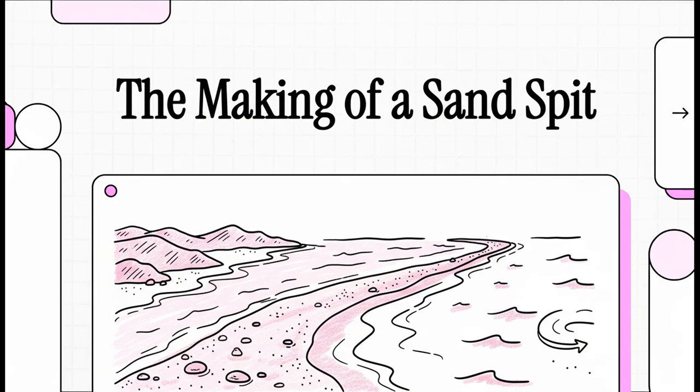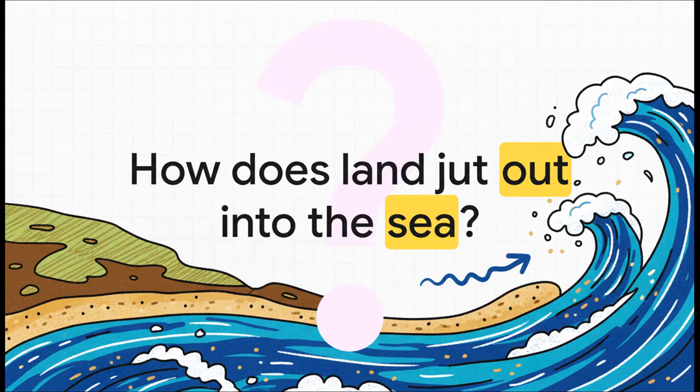You ever been at the coast, seen a long strip of sand stretching out into the water, and just thought, how in the world did that get there? Well, today, we're diving into the incredible natural forces that literally build new land right out in the open. Yeah, that amazing thing is called a sand spit.